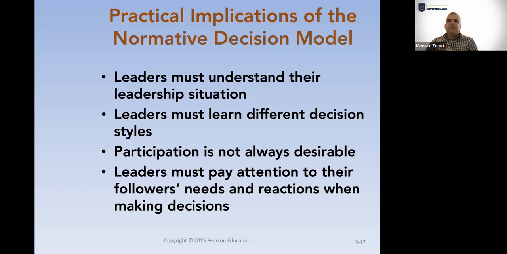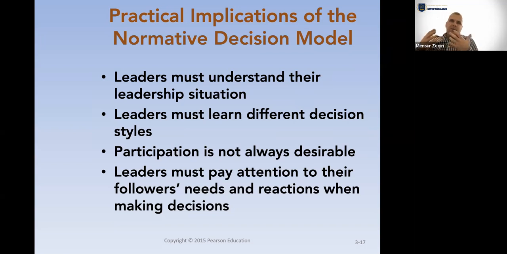So at the end, we come to several practical implications that are suggested by this normative decision model, and that's that the leaders must understand the situation. On the other side, the leaders must also understand how and when to use the different decision methods. So understand the situation, and then you should also be able to match the situation to the decision model. So this is when the leaders should understand how and when to use the different decision methods.